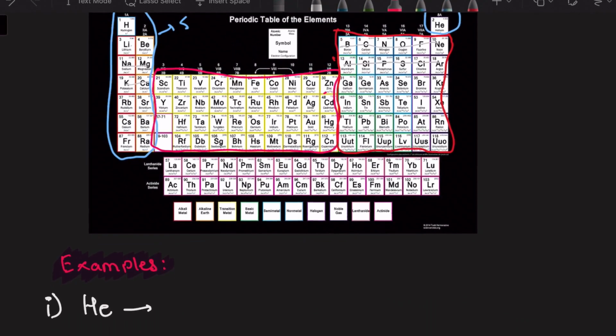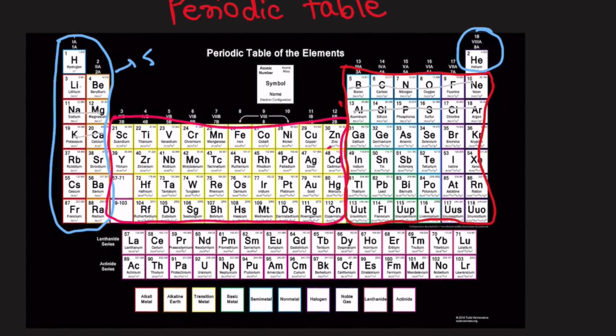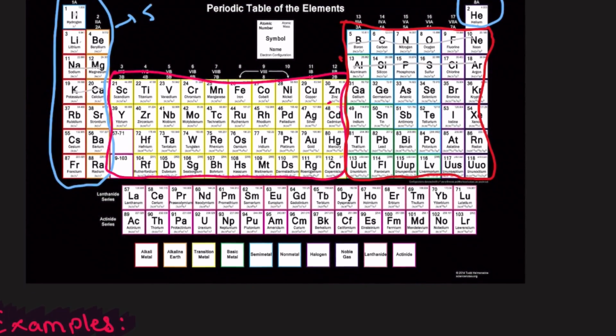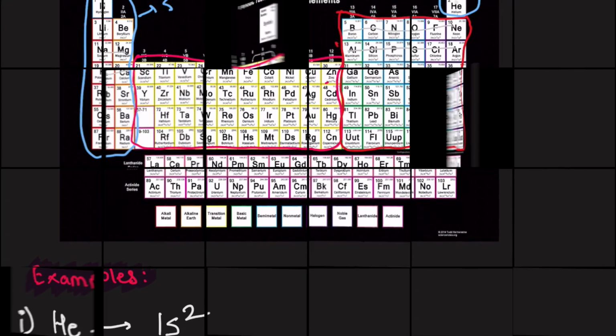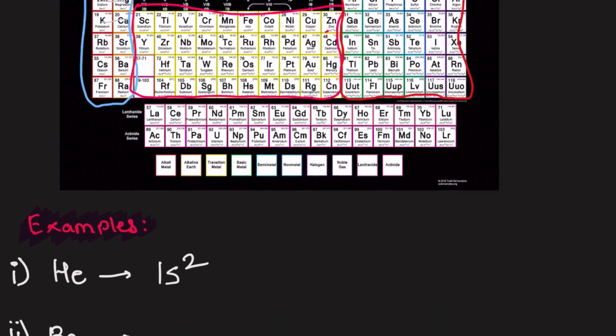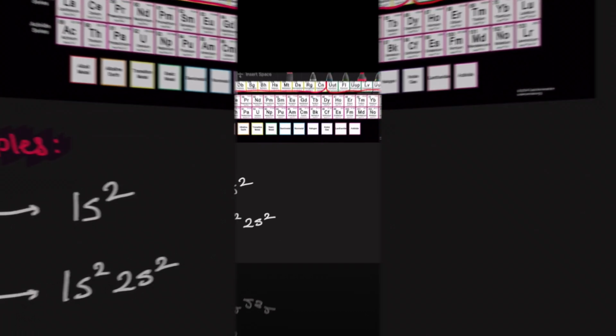Okay, now let's look at some examples. Helium. So helium, we said, is a part of the S block. So helium would be 1s1, 1s2. So helium would be 1s2. Now let's look at beryllium. Beryllium is also a part of the S block. So that would be 1s1, 1s2, 2s1, 2s2. So that would be 1s2 and then 2s2.